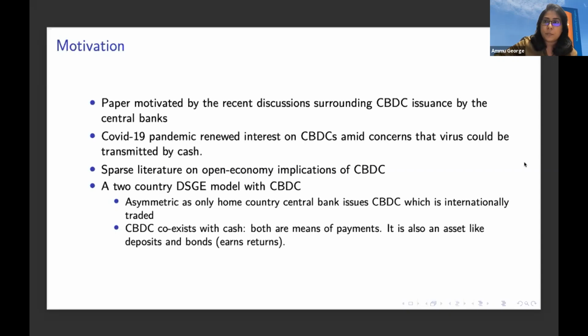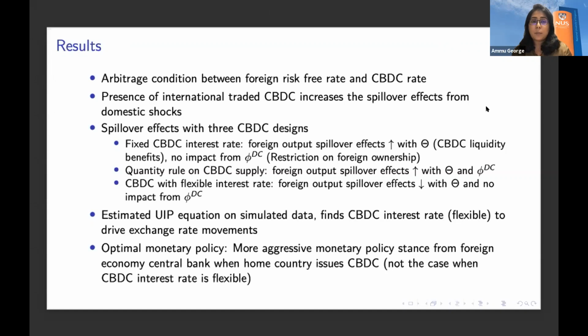So with regard to their results, based on their model, they are able to develop an interesting arbitrage condition between the foreign risk-free rate and the CBDC rate. And this, as Massimo just explained previously in the presentation, this wedge between the foreign risk-free rate and the CBDC rate is primarily driven by the liquidity markup. And in the context of CBDC being circulated, the exchange rate dynamics is even more interesting for the foreign economy.